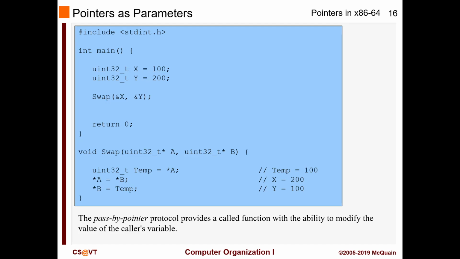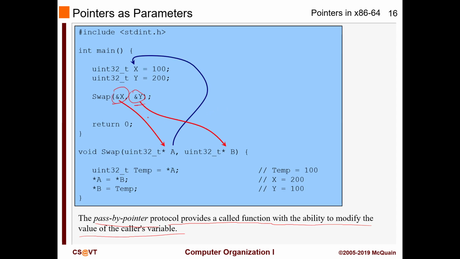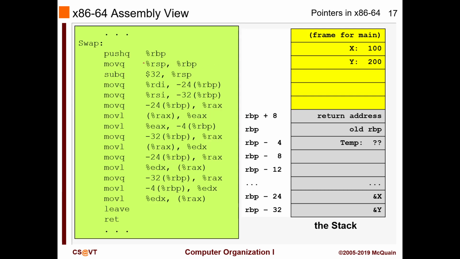And the last example, with functions and pointers. So we are going to take a look at how or why call by reference works. Okay, because the pass by pointer protocol provides a called function with the ability to modify the value of the caller's variable. This is literally why we use call by reference, right? So let's see why that works. Yeah, you already know how it works, right? Like who they are pointing to or something like that.